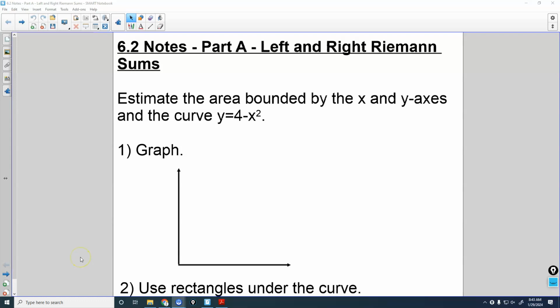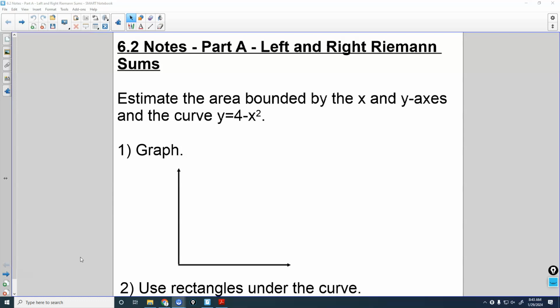What we want to do is graph 4 minus x squared. So what is that? If we picture what that's going to look like, it's x squared, so that means it's a parabola reflected over the x-axis.